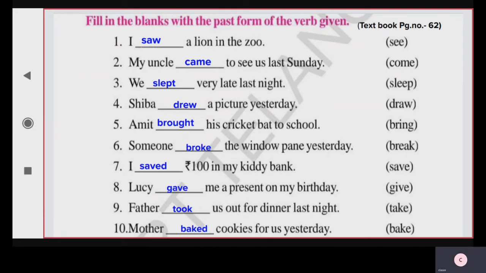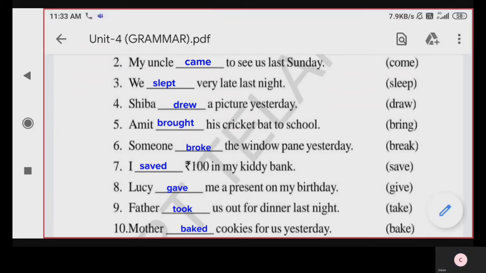Second one, my uncle dashed to see us last Sunday. Come. Past form is came. Right, came in the blank. Third one, we dash very late last night.